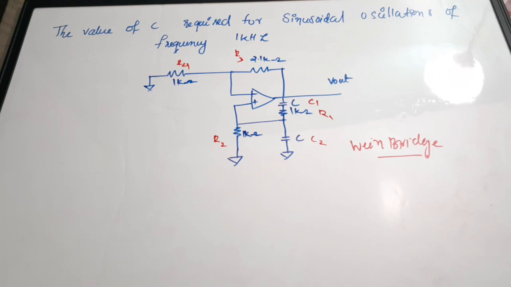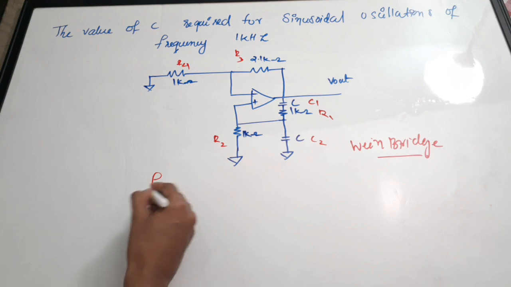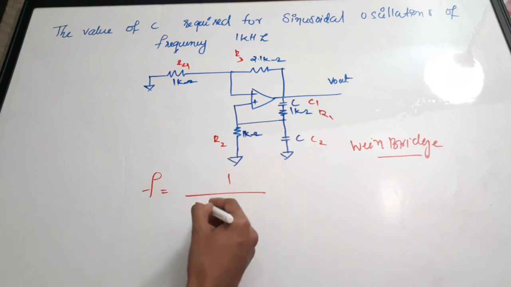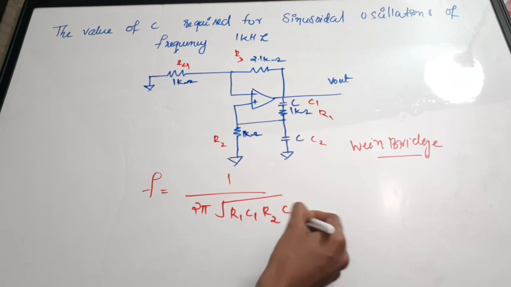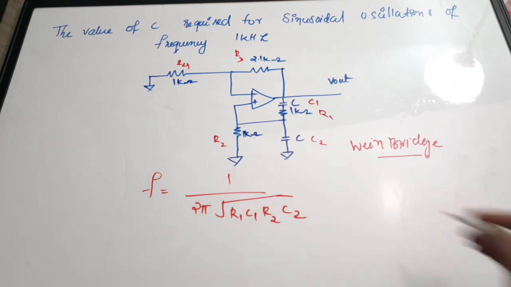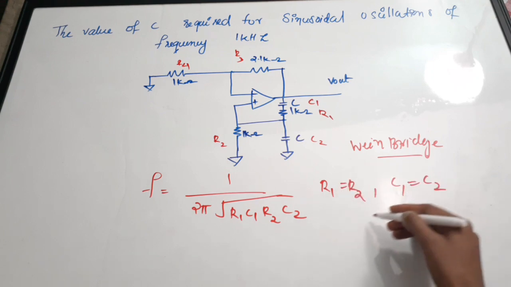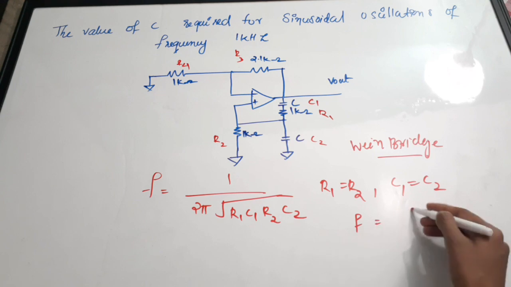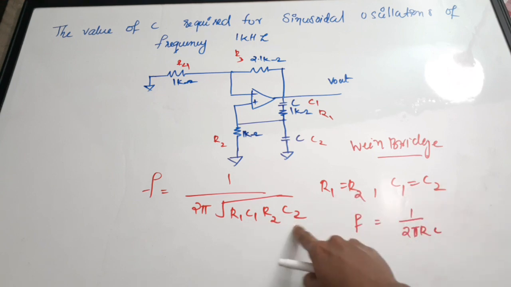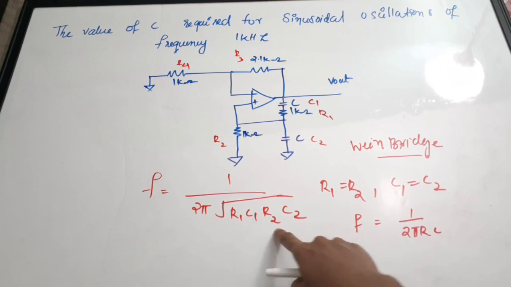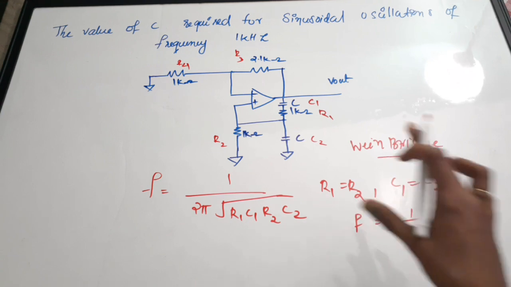Now, the frequency of operation is given by F equal to 1 by 2 pi square root of R1 C1 R2 C2. But when R1 equals R2 and C1 equals C2, the equation changes to F equal to 1 by 2 pi RC. Just put R here and C here. In place of C1 and C2, put C, and in place of R1 and R2, put R. So you'll be getting 1 by 2 pi RC.